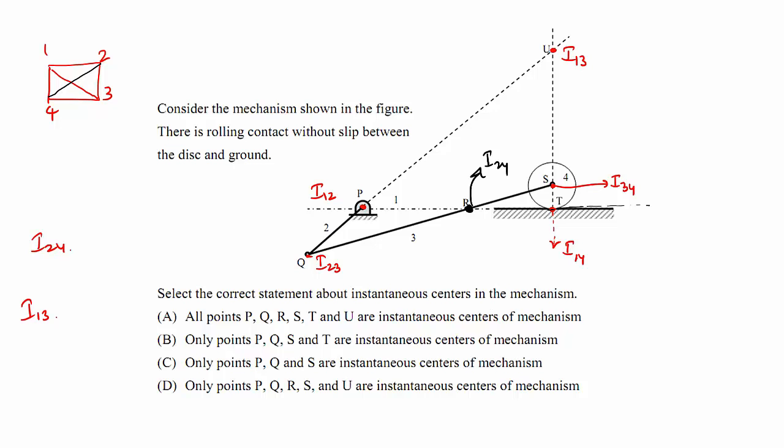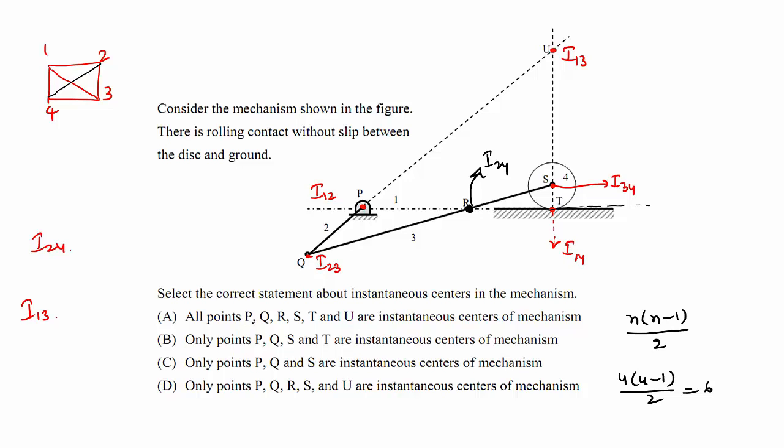Right. So we are required to select the correct statements. Here the number of links is 4. So the number of I centers is n into n minus 1 by 2, that is 4 into 4 minus 1 by 2, which is equal to 6. Right. So here 6 instantaneous centers will be there.